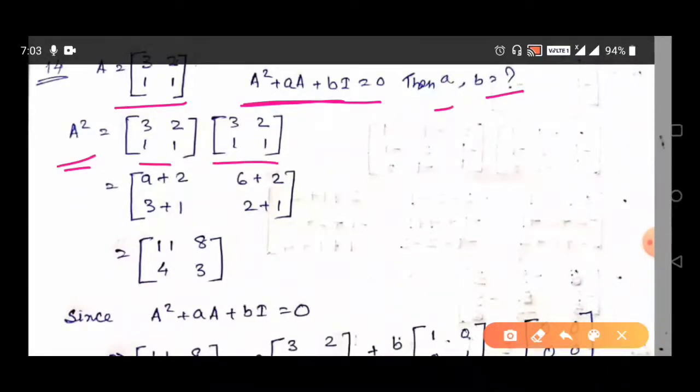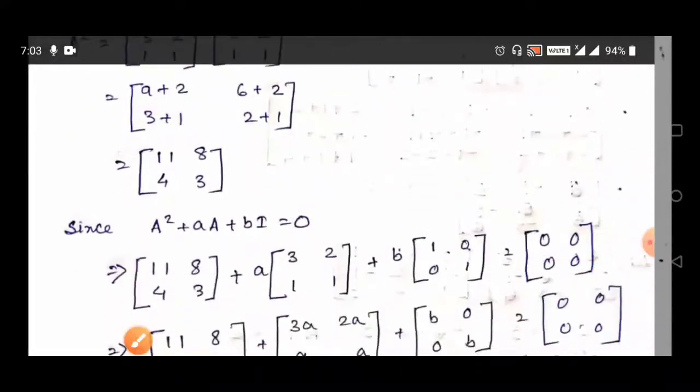So for that we have to multiply the first row with the first column. So it will become 9 plus 2. First row into second column. So it will become 6 plus 2, 3 plus 1 and 2 plus 1. From here we will get 11, 8, 4 and 3.